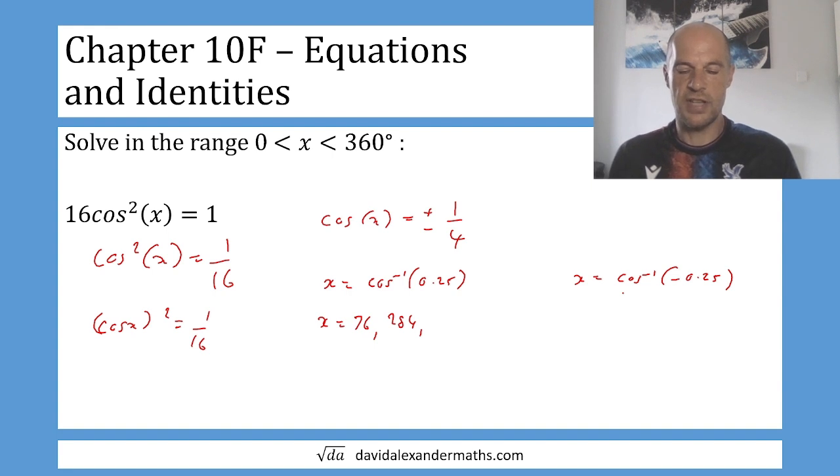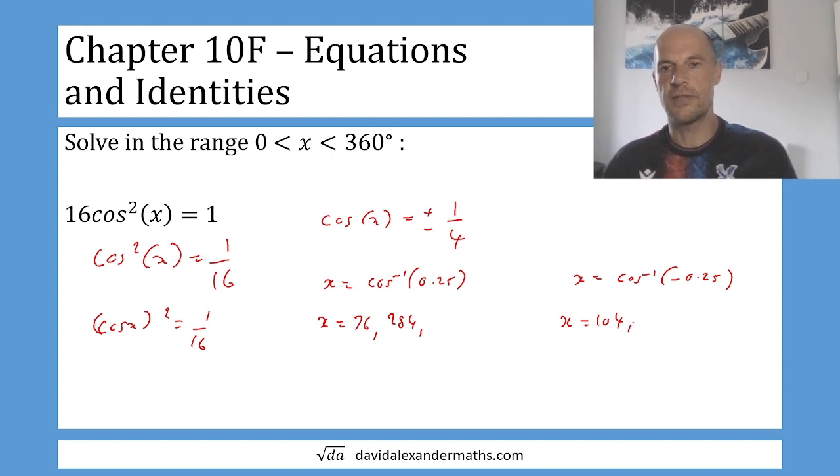And what about the minus 0.25? If I inverse cos that, I'm getting 104, and 360 minus that, which is 360 minus 104, which is 256. Again, if I add 360 to 104, I'm definitely going to be beyond 360.